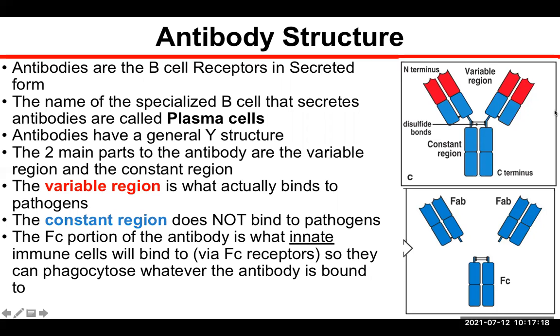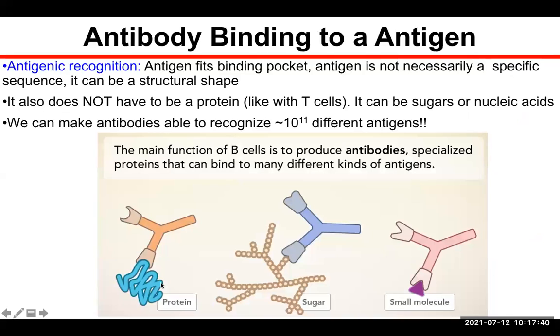So again, with the antibody, there's two main components that are important when it comes to fighting against the virus. You have the variable region that's going to actually bind to the virus, and then you're going to have the constant region that is going to be taken up by innate immune cells via their Fc receptors. And this is to help phagocytose anything that's bound to the antibody.